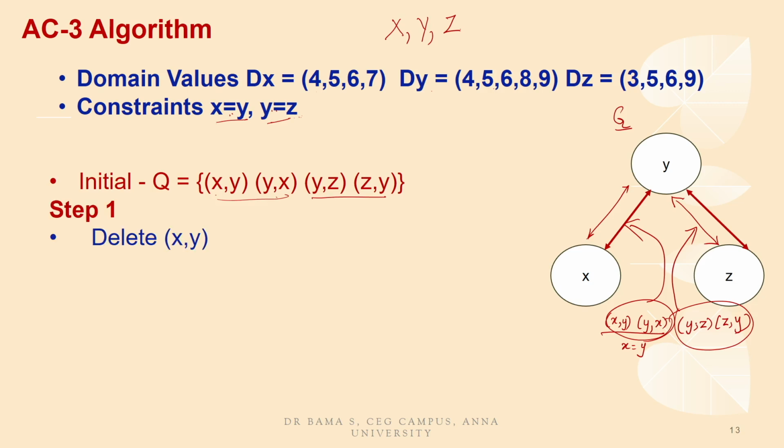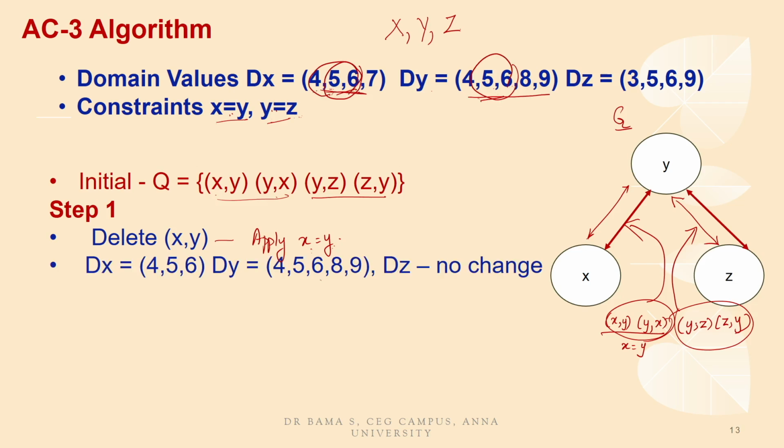In step 1, we are going to delete the first one, x y. Deleting in the sense, apply the first constraint x is equal to y. When we apply x is equal to y, dx is 4, 5, 6, 7 and dy is 4, 5, 6, 8, 9. If we apply it, dx becomes 4, 5, 6 and dy is also 4, 5, 6. So, there is going to be a change only in x and not y. Only when we apply y is equal to x, y will change.